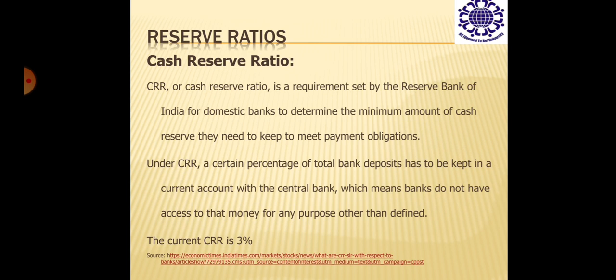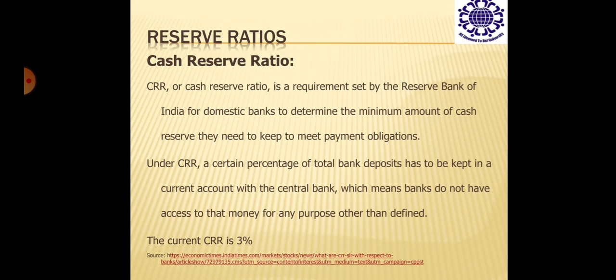Now the reserve ratios, the third category of quantitative credit control measures. Under reserve ratios, the first classification is the cash reserve ratio. CRR, or cash reserve ratio, is a requirement set by the Reserve Bank of India for domestic banks to determine the minimum amount of cash reserve they need to keep to meet payment obligations. Under CRR, a certain percentage of total bank deposits has to be kept in a current account with the central bank, which means banks do not have access to that money for any purpose other than defined. The current CRR rate is 3%.